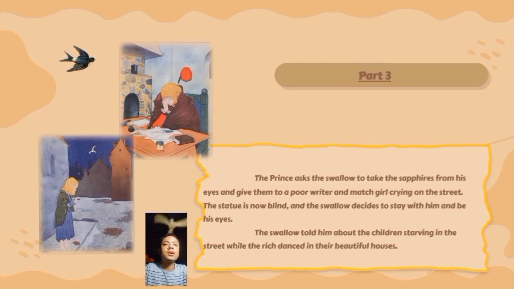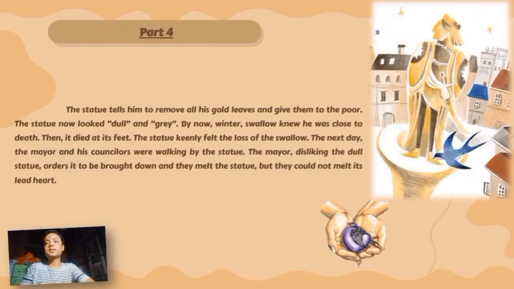The swallow told him about the children starving in the street while the rich were dancing in their beautiful houses. The statue told him to remove all his gold and give it to the poor. The statue now looked dull and grey. By now it was winter, and the swallow knew he was close to death. Then he died at his feet. The statue felt the loss of the swallow deeply.